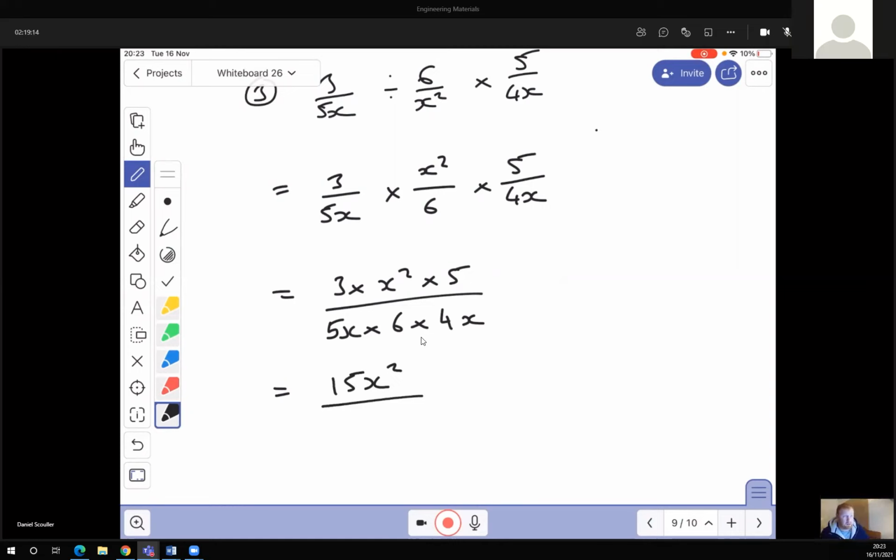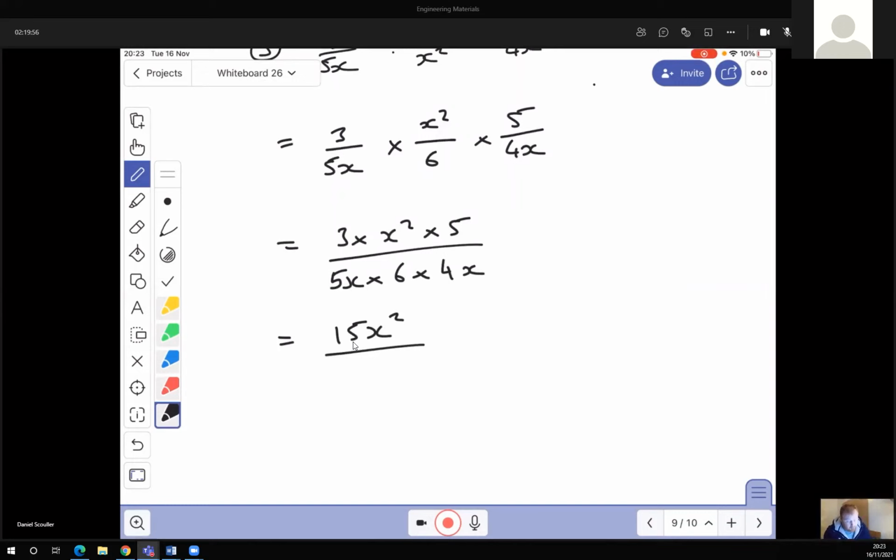BODMAS does apply, but division and multiplication are done at the same time, really. Divide and multiply are on equal levels, so you can do them side by side like you do here. We're just fixing that top line up and then doing the bottom line. If you tried to simplify that down, you can't really do it until you finish all the multiples. So divide and multiply sort of go in the even queue.